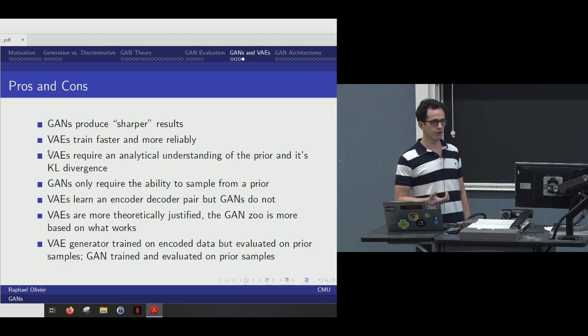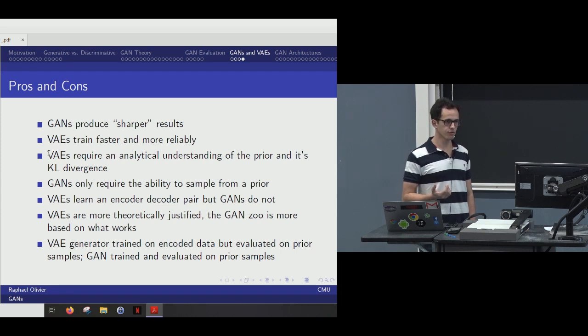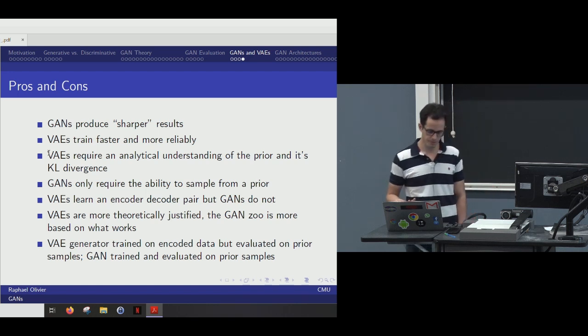So in practice, if you have a generation problem, most likely the smart thing to do is try first with the VAE, see how good the results are. If they're not good enough, then try again.